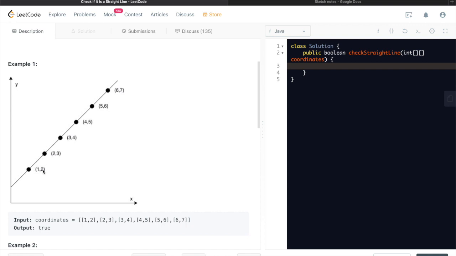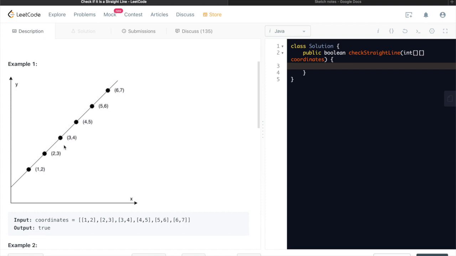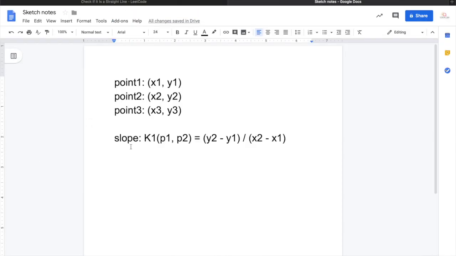We can use the two pointers division. We do division by the difference, then we know the slope. So in order to know whether a third point that comes into the picture is on the same straight line as the previous two points, we'll just compute the slope again for k2.